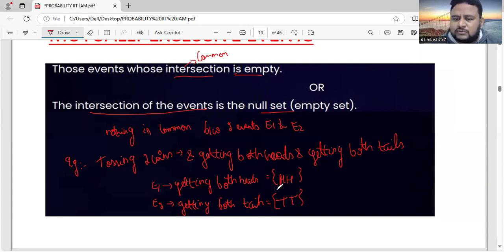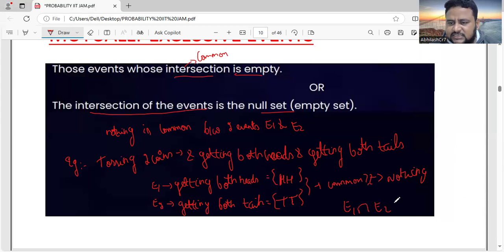Now, is there anything common between event 1 and event 2? No, nothing is common. Here we have HH, here we have TT. Here it is not having HT or TH. Nothing is common, so I can say the intersection of E1 and E2 is a null set, equal to phi. Phi is nothing but a null set, or empty set, or void set. Everything means the same, that nothing is common.